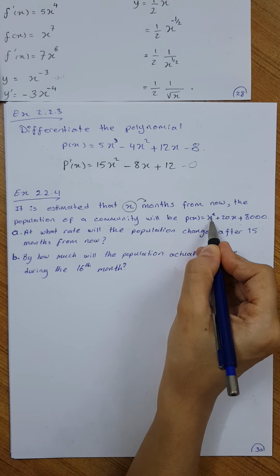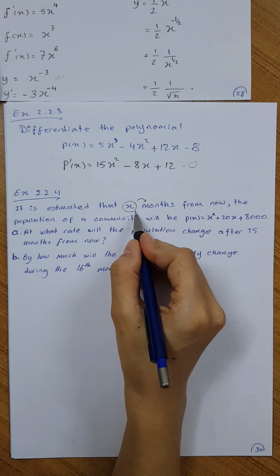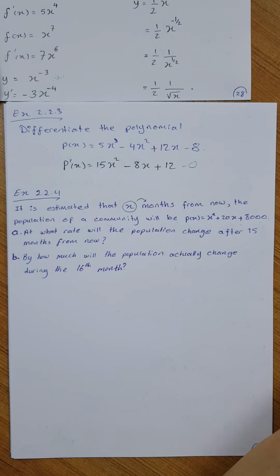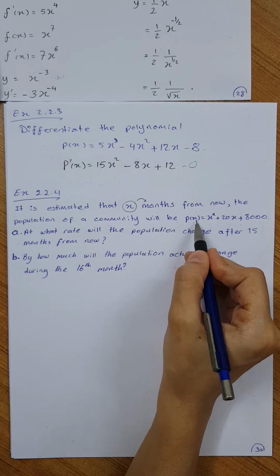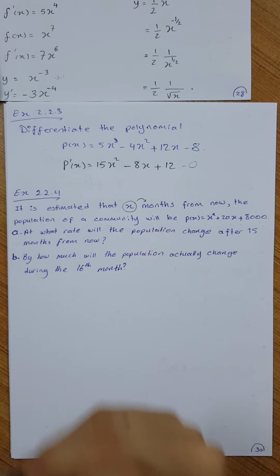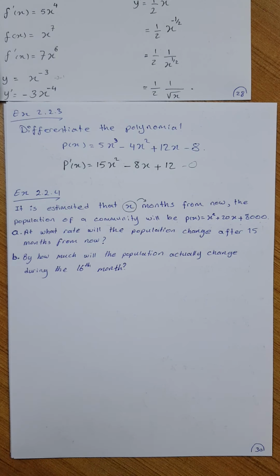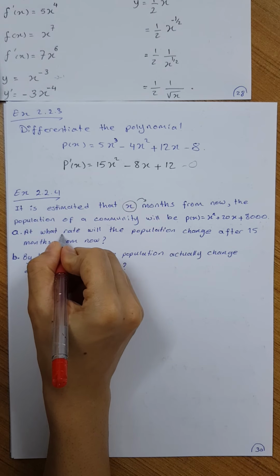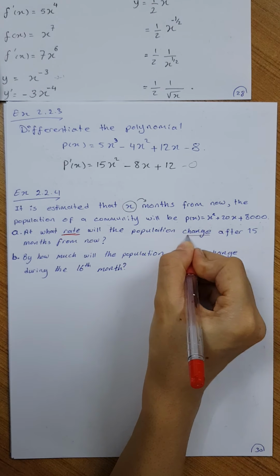Why is it x here? Because the population changes depending on the months. After this month, the population will change to that much. After 2 months, the population will change by that much, and so on. That's why the population function is given in terms of x. Why x? Because x is the number of months. The first requirement says, at what rate will the population change? What is required here? Rate of change.